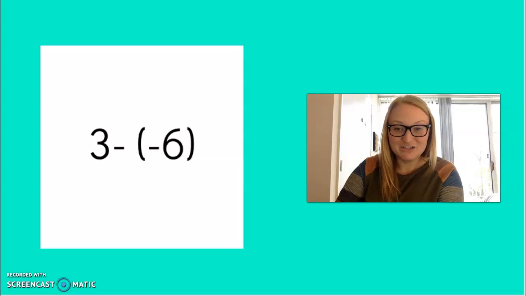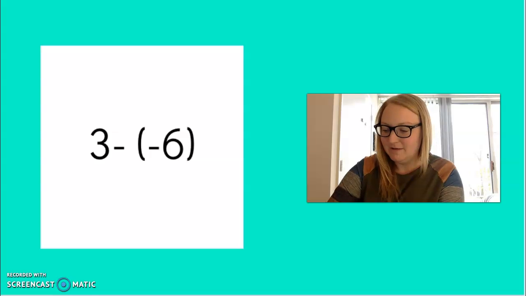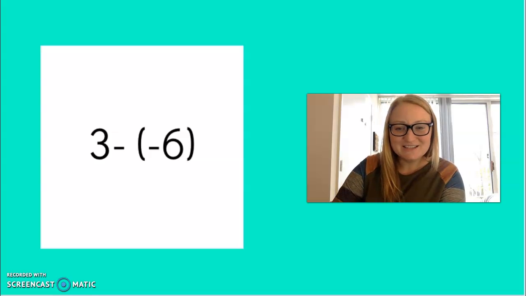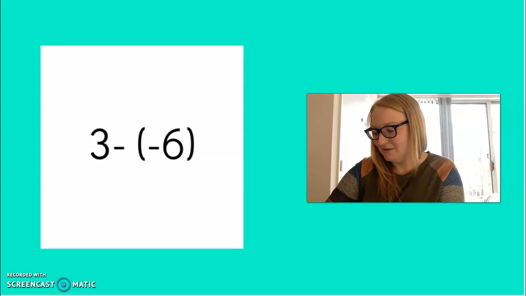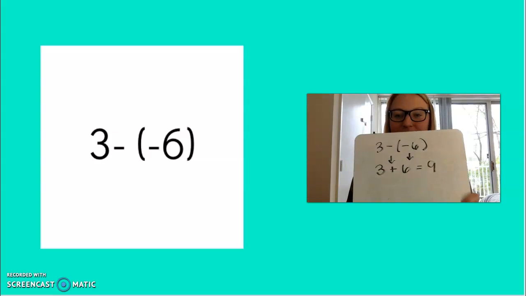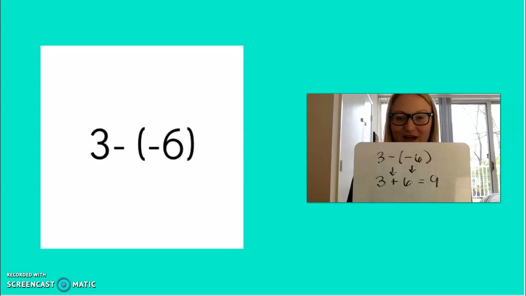Change your subtraction sign to the inverse operation, which is addition. And then change your negative 6 to its opposite. What is the opposite of negative 6? Positive 6. So then you should end with a solution of 9. So notice how I copied down the subtraction problem and then I rewrote it as an addition problem.